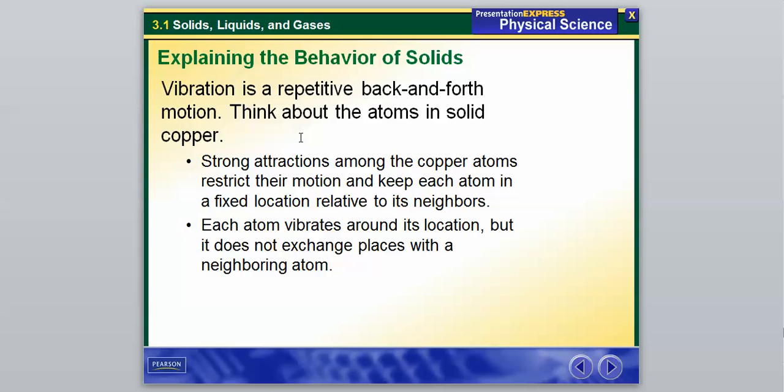So strong attractions among the copper atoms restrict their motion and keep each atom in a fixed location relative to its neighbors. Again, in a gas, there is no attraction among the particles because it's so random. In a liquid, there is some attraction because they're not quite as random as in a gas. And when we get to a solid, the arrangement is really orderly, really compact, so there's very strong attraction between each atom and its neighbors.